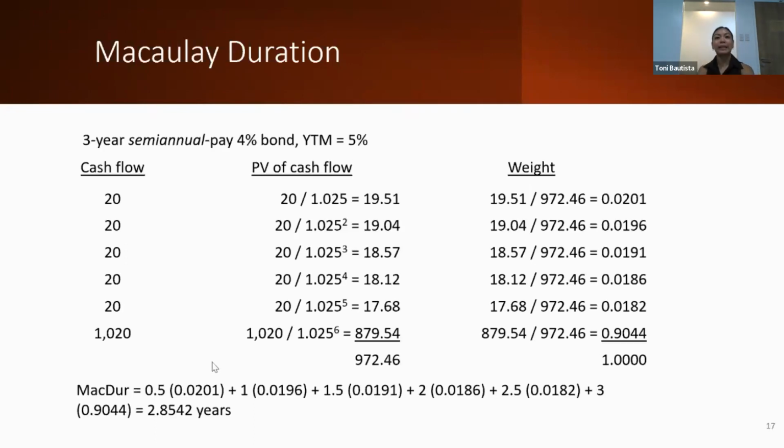Now, this is expected mainly because if you are looking at a semi-annual pay bond, it means that you would be receiving coupons more frequently. And that would result in a shorter payback period for you, right? So it really just makes sense if you think about it.